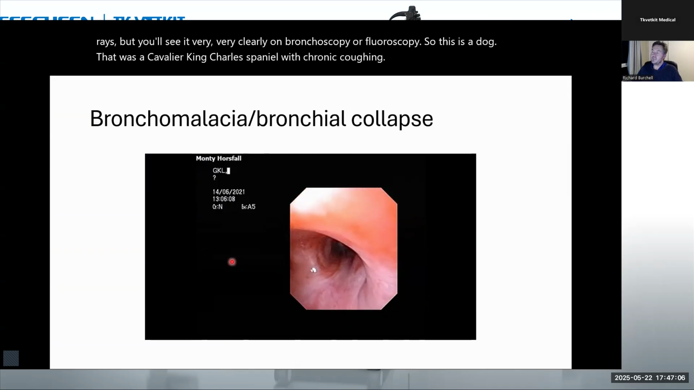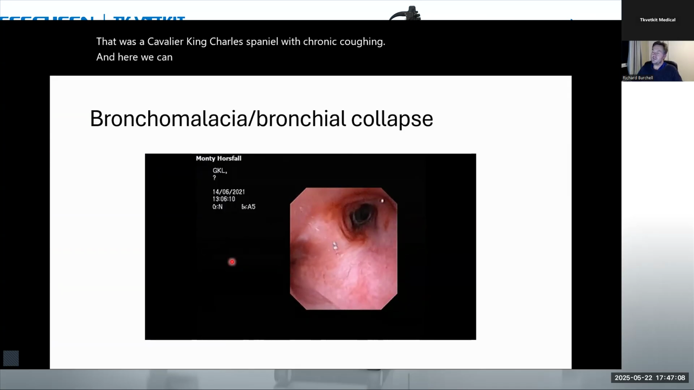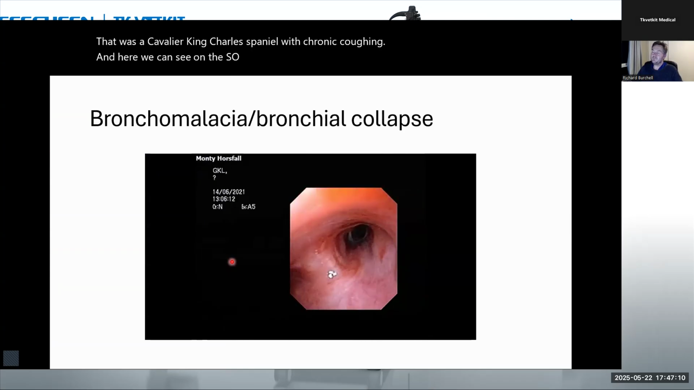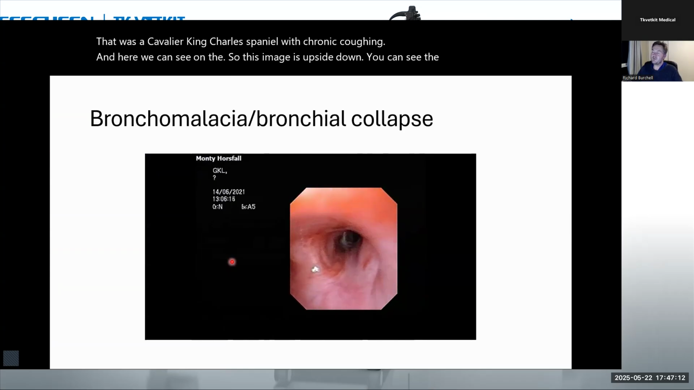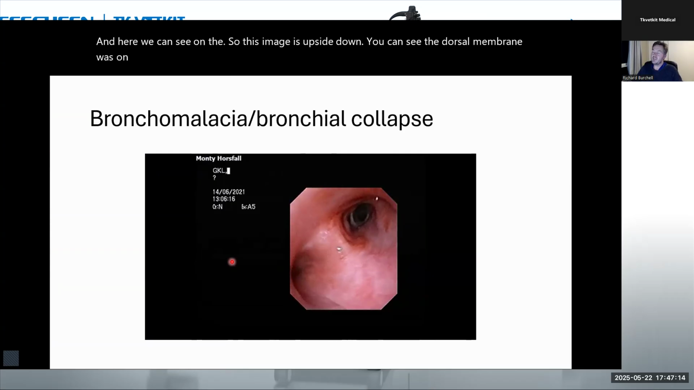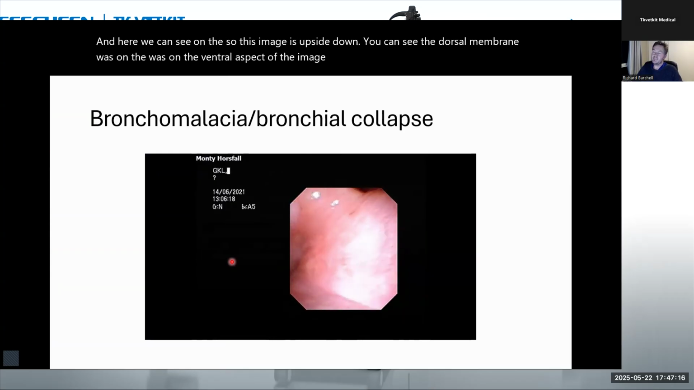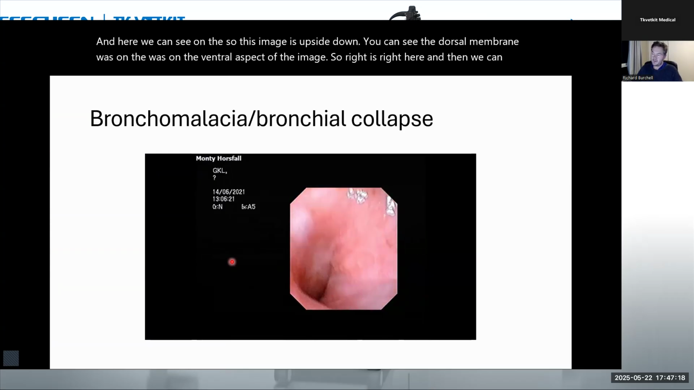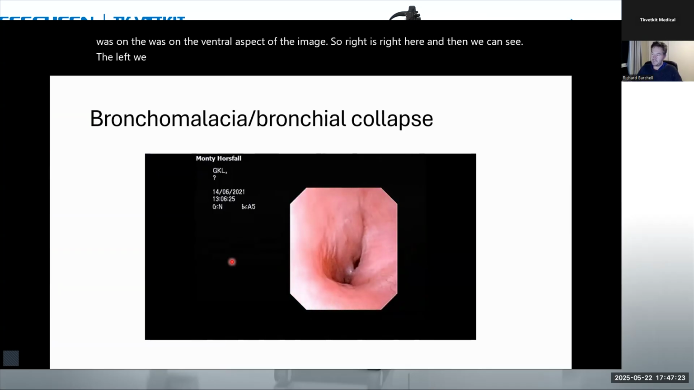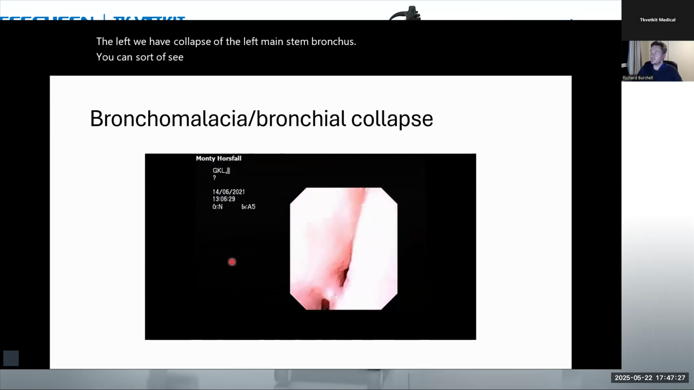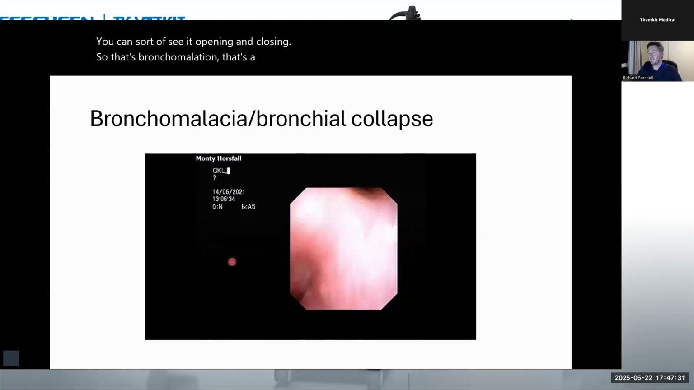And here we can see, so this image is upside down. You can see the dorsal membrane was on the ventral aspect of the image. So right is right here, and then we can see the left. We have collapse of the left main stem bronchus. You can sort of see it opening and closing. So that's bronchomalacia, and that's a common cause of coughing in older dogs.